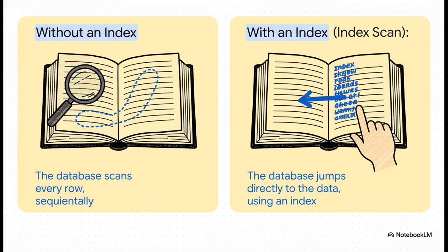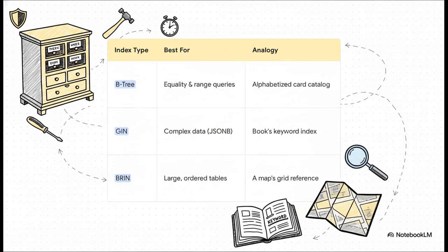You look up the term, it tells you the page number, and you jump right there. It is an absolute game changer for speed. And of course, it's not a one-size-fits-all thing. Just like you have different tools for different jobs, databases have different kinds of indexes.